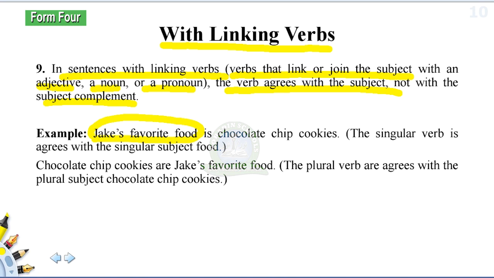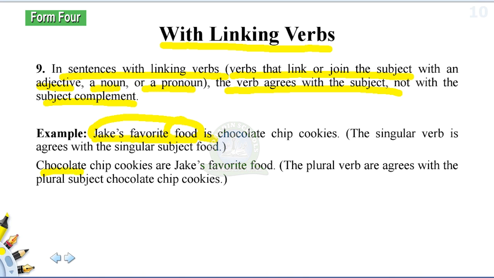For example, Cheik's favorite food. This is the subject. But with Cheik's, we are not talking about Cheik, but we are talking about favorite food. So this is the linking verb, is. So Cheik's favorite food is chocolate chip cookies. So we consider this one favorite food, so we're going to use a singular verb. The singular verb agrees with the singular subject food. So food is singular and is is singular. But don't be confused by the prepositional phrase.